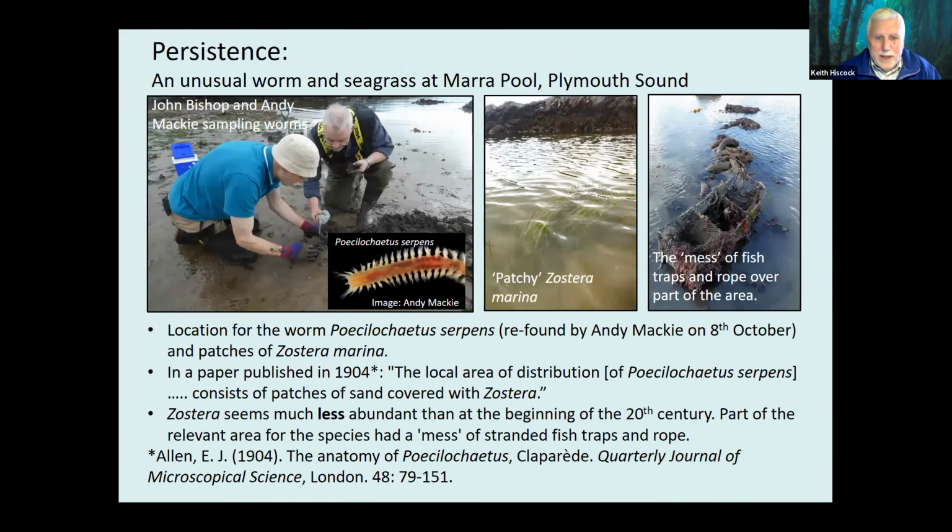Persistence. This is something I really want people who go to the seashore, who go diving, who go out dredging, grab sampling, whatever, to try and get their head round and to use the data and the literature which is available. So here's an example I'll give of an unusual worm and seagrass at Marra Pool, which is at Batten Bay in Plymouth Sound.